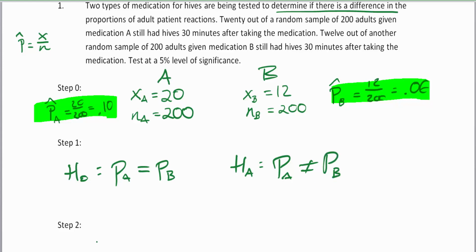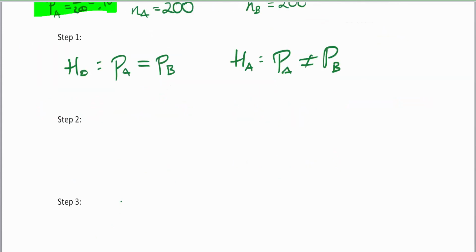Okay, so what do we do for step 2? In step 2, we have to check to see if both groups here have their n p hat q hat greater than 10. This is a rule of thumb that if this is true, then you can assume normality. So let's do group A on the left here.